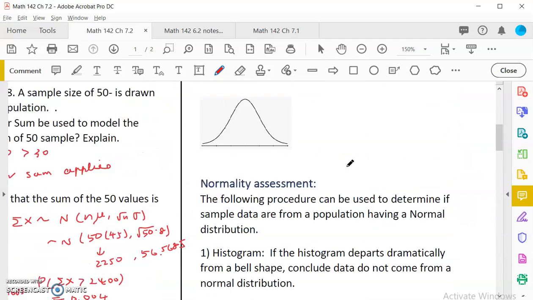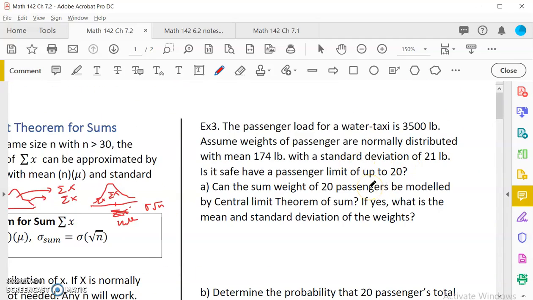Let's look at one more. The passenger load for a water taxi, so this is a boat, is 3,500 pounds. Assume the weights of passengers are normally distributed. So here weight is normally distributed, so we don't have to worry about the sample size. They want to allow 20 people to go onto the water taxi. The weight of the passengers has a mean of 174 pounds with a standard deviation of 21 pounds. Can the sum weight be modeled by the central limit theorem? Yes, because weight is normally distributed. If they don't say anything, you cannot.